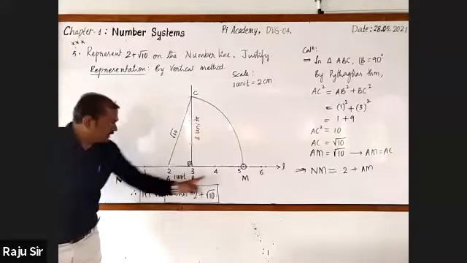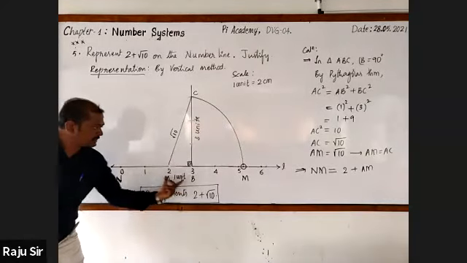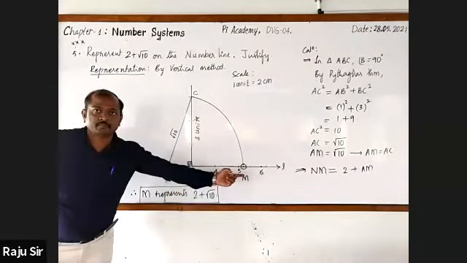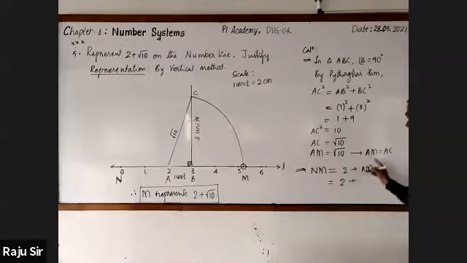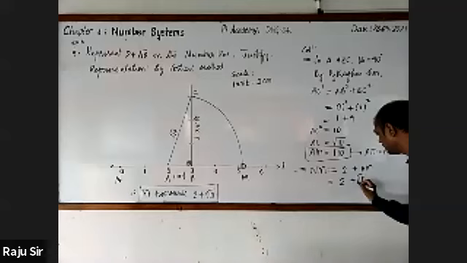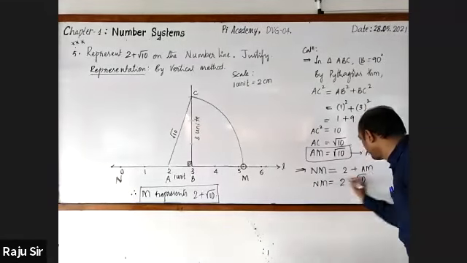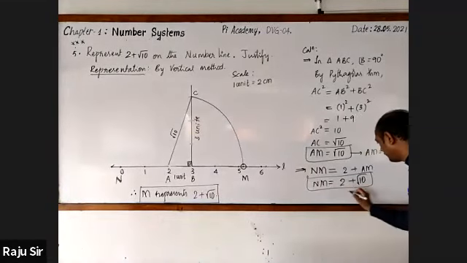Can we write NM as 2 plus AM? Yes, sir. What is AM? Root 10. Now we got 2 plus root 10. That's all. Hence it is justified.